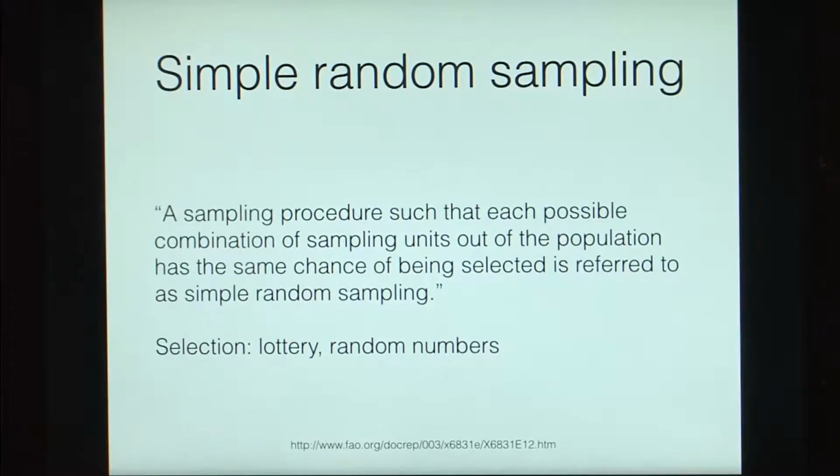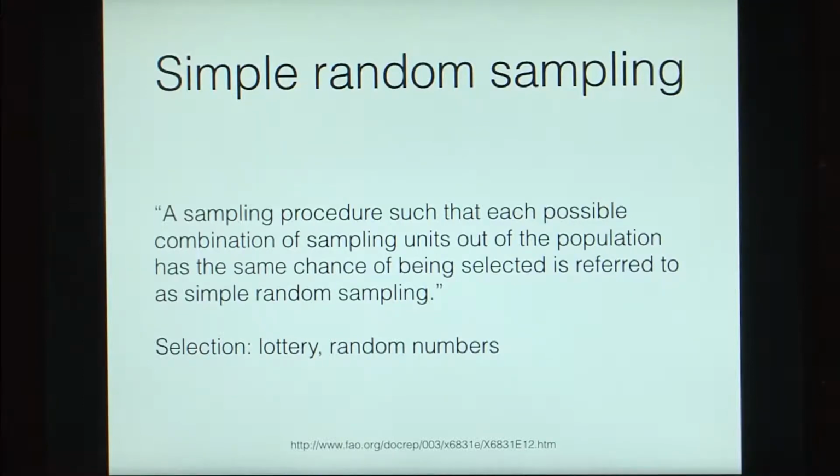Now, a simple random sampling procedure is a procedure such that each possible combination of sampling units out of the population has the same chance of being selected, and this is referred to as a simple random sampling. So, for instance, if we did a selection by lottery or say a selection by random numbers, it will be called a simple random sampling.